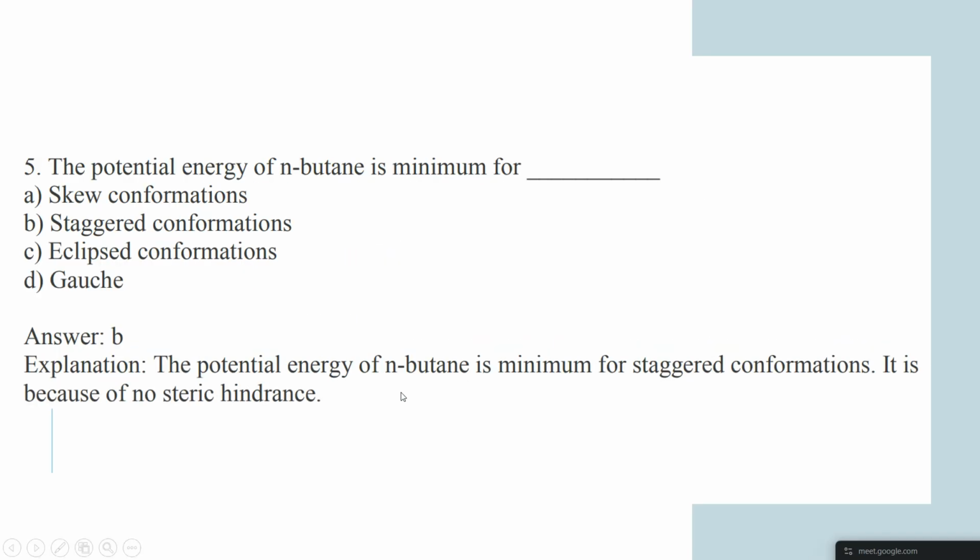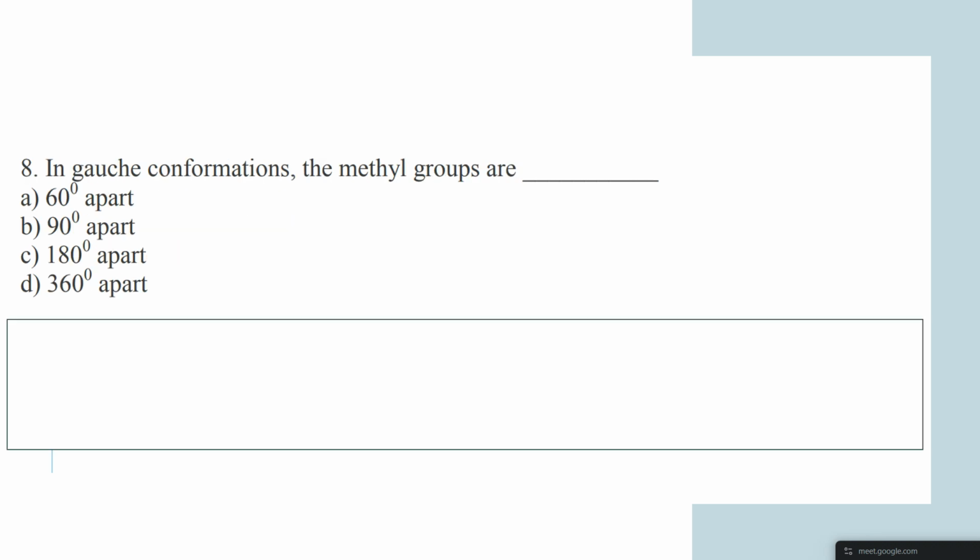Hence, the potential energy of n-butane is minimum for the staggered conformation, and this is because of the absence of steric hindrance. So, I hope this question was also very easy for you. Now, let us move to another question from the conformation part.